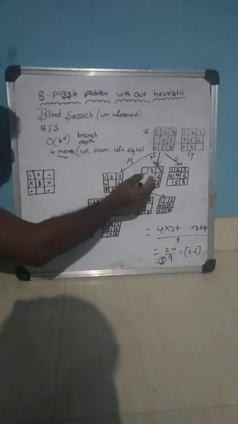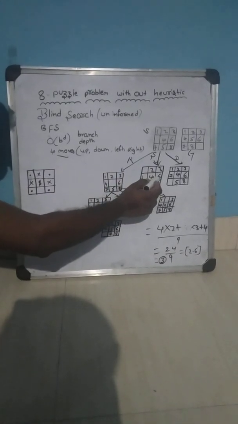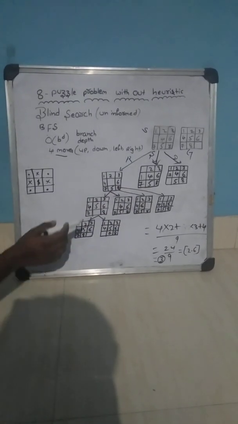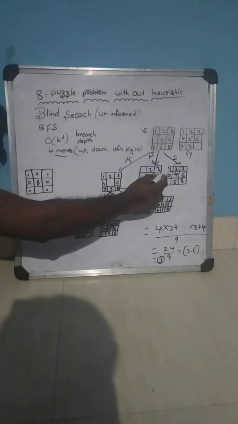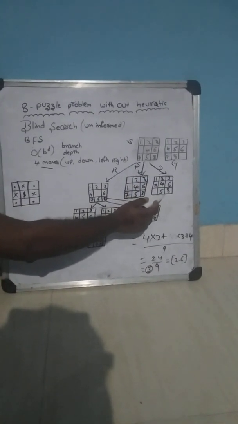Then next I am going to apply up. What will happen? 2, 3 will be there, and 1, 4, 6 will be there, and 7, 5, 8 as before. And next the down method. If you apply the down method, it will be like this: moving here, 1, 2, 3, 7, 4, 6 and 5, 8, very easily.